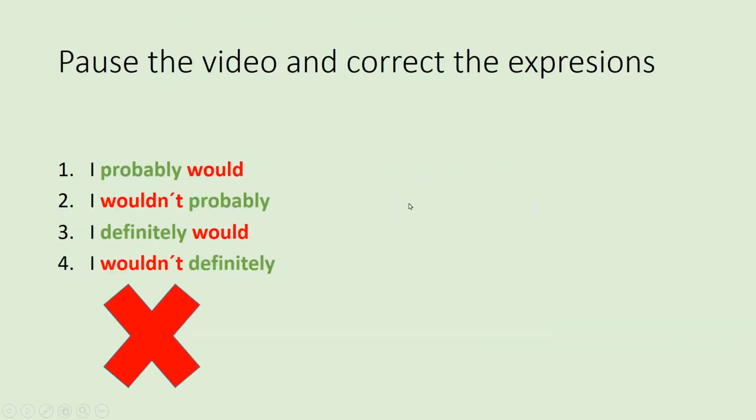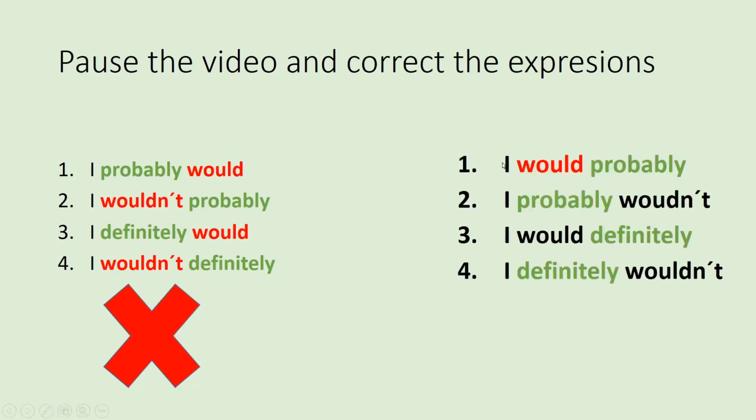So now, please, pause the video and correct these expressions. These ones are wrong. Can you correct them? I'm going to count to 3 so I can give you the answers. 1, 2, and 3. So in this case it is I would probably, I probably wouldn't, I would definitely, and I definitely wouldn't.